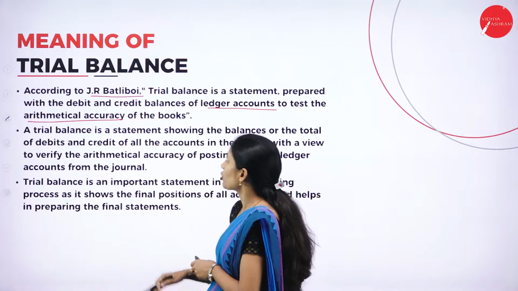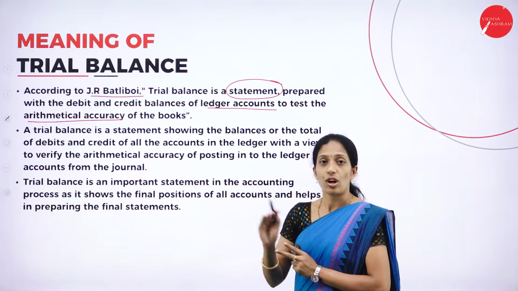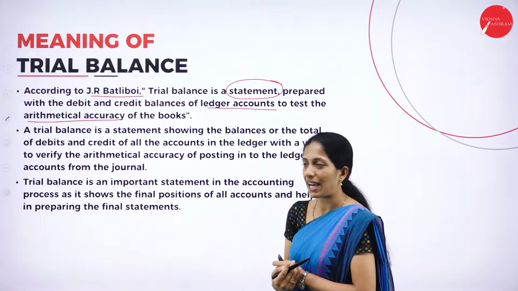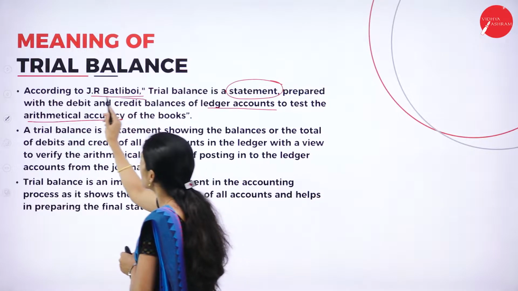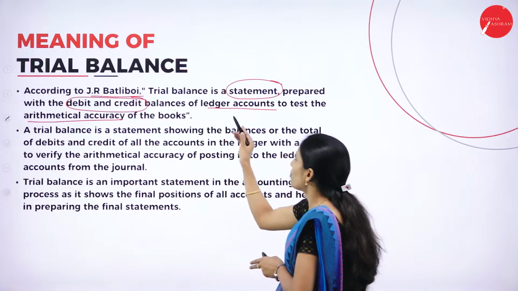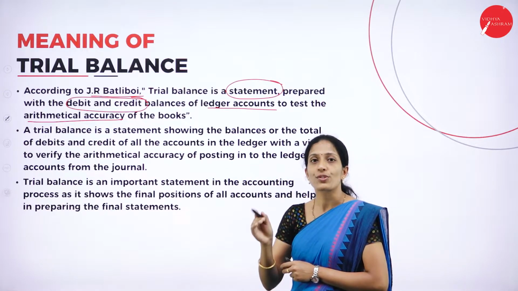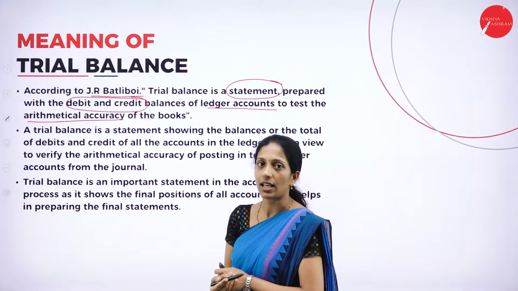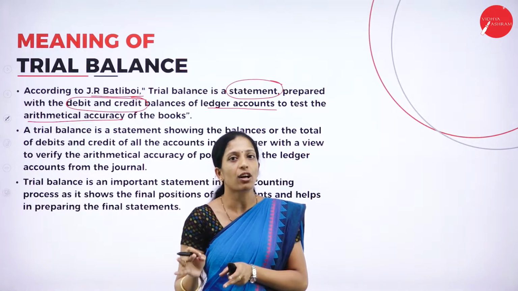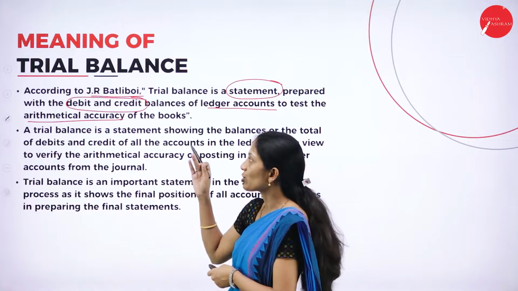Now, this definition tells that trial balance is a statement. As we all know, it is not an account, it is a statement prepared with debit as well as credit balances. We are going to take all the debit as well as credit balances of ledger accounts. So what is the main intention? To check the arithmetical accuracy, to check whether our journal entry as well as ledger account is correct or not. For that reason, we prepare a statement which is known as what?